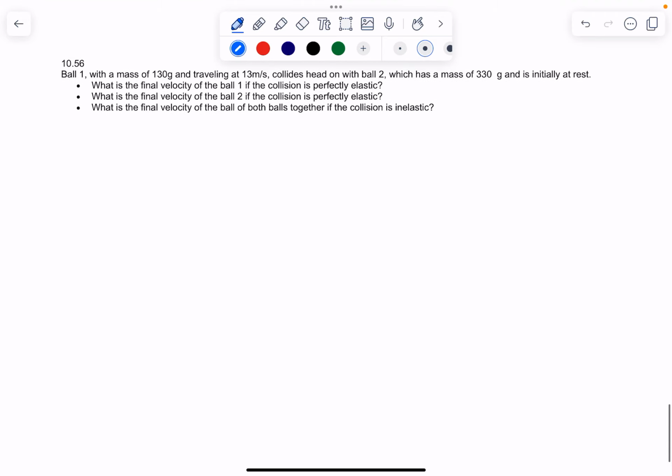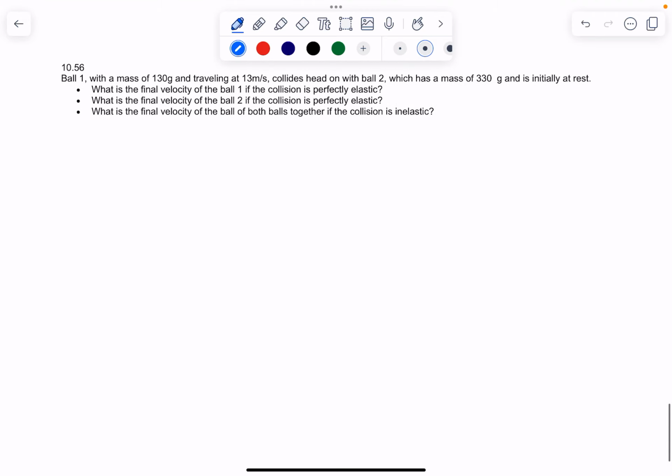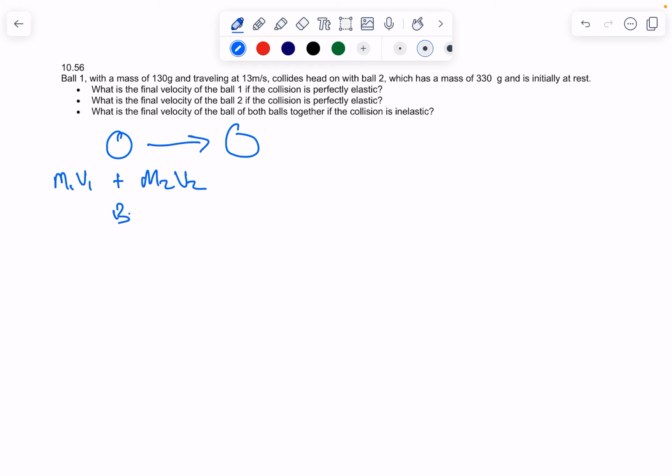Elastic collision problem. All right, you've got a ball with a certain mass and it's hitting another ball, and you're going to have momentum conserved. So you're going to say m1v1 plus m2v2, this is the before, is equal to m1v1 plus m2v2.